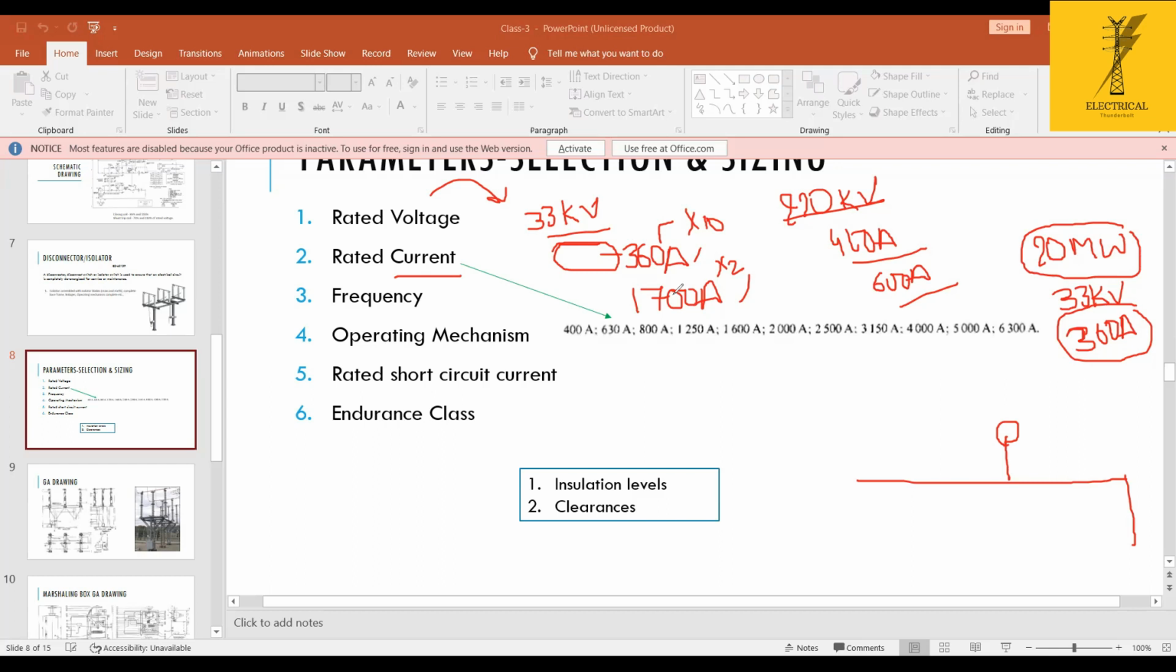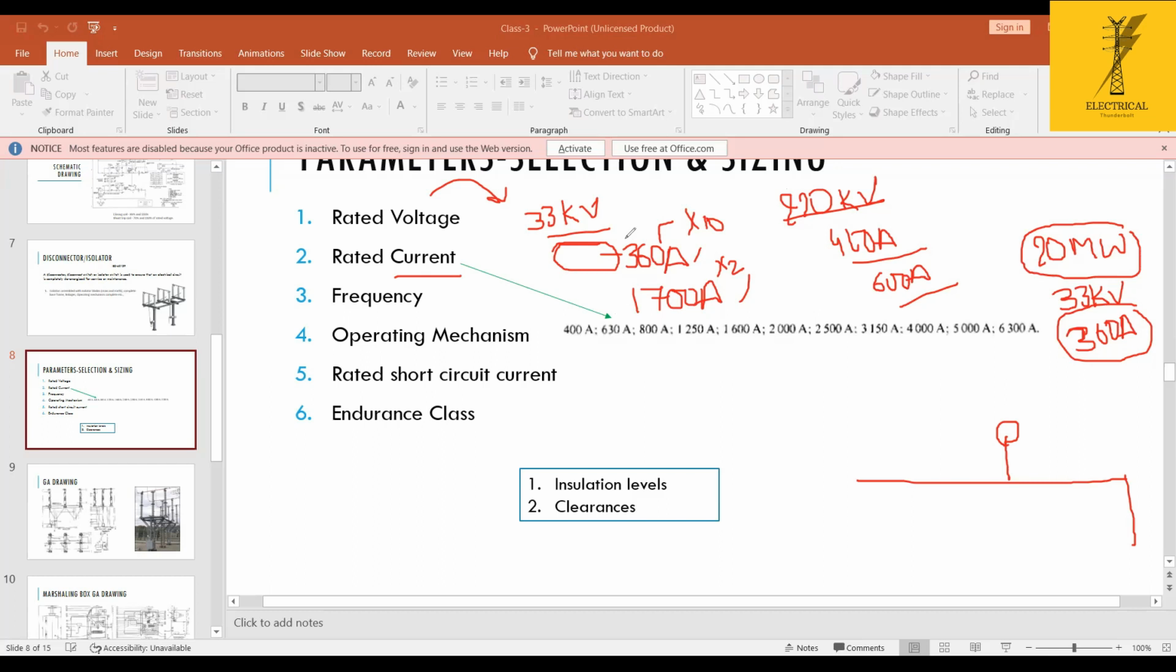So there is not a very wide difference in the cost when you are going for a high current rating. Between 800 and 1250 amps, there is no such big cost difference.